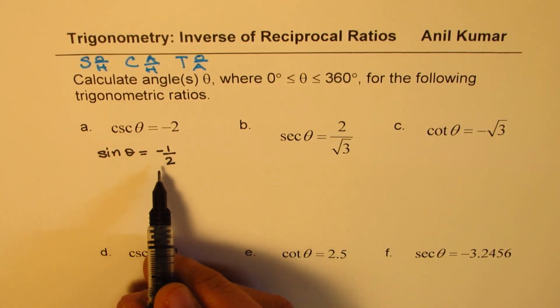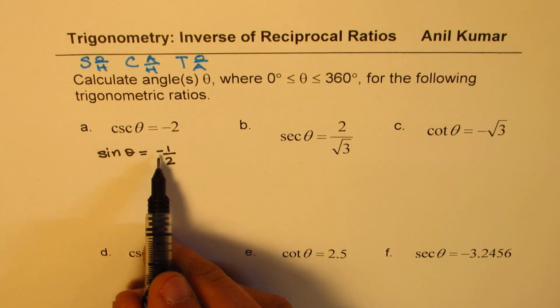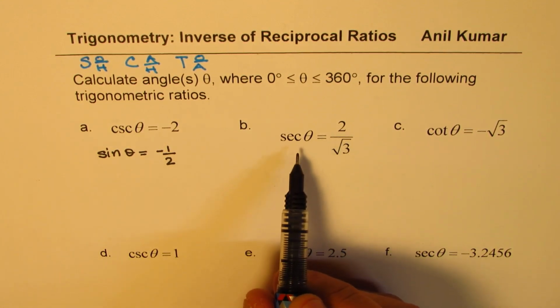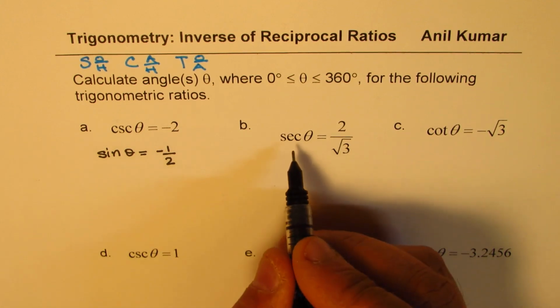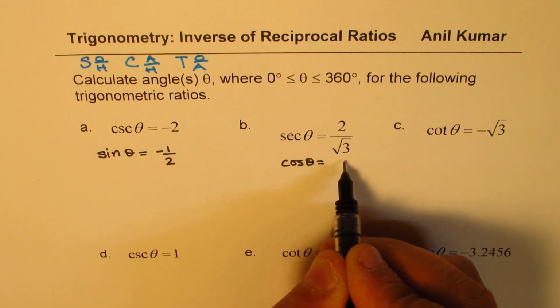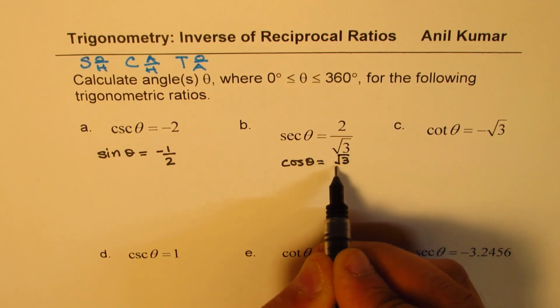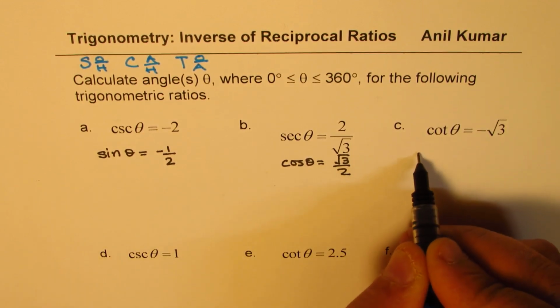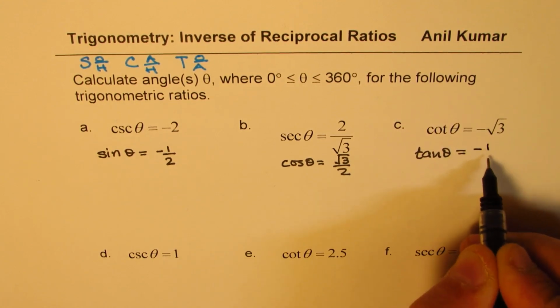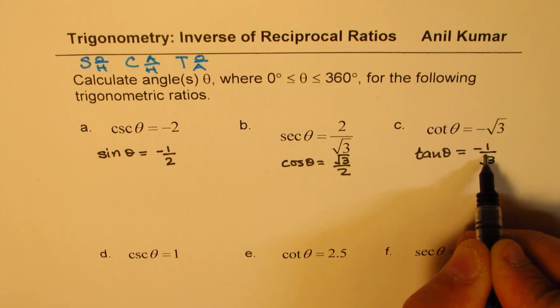Now negative, even if you write it in the denominator, it basically means negative, right? Secant theta is the reciprocal of cos theta, so we could write this as cos theta is equal to, you can make the reciprocal on this side, right? Square root 3 over 2. Cotangent is the reciprocal of tan theta, so that is tan theta equals minus 1 over square root 3.